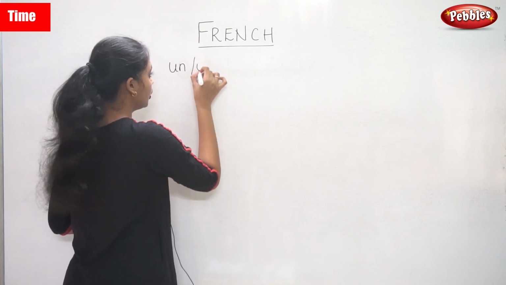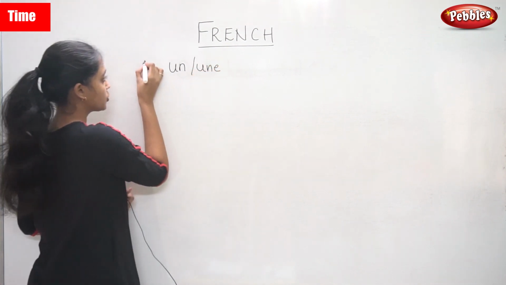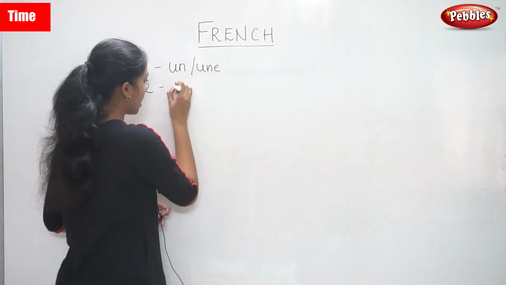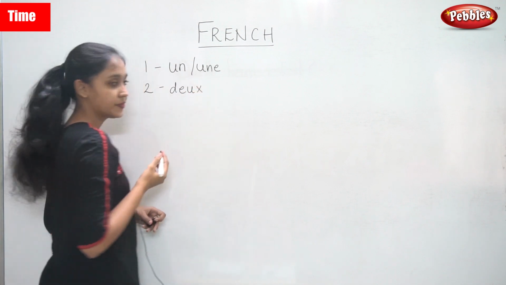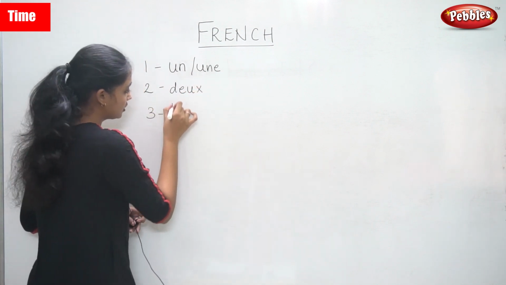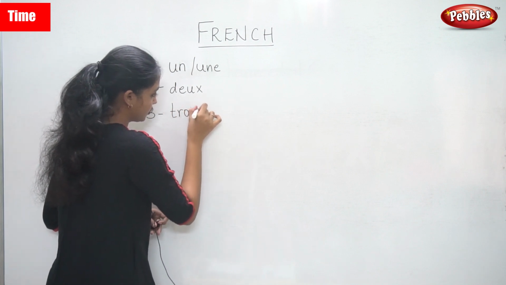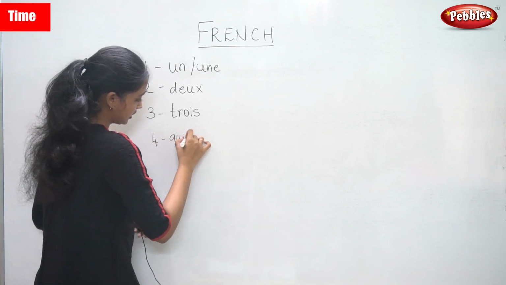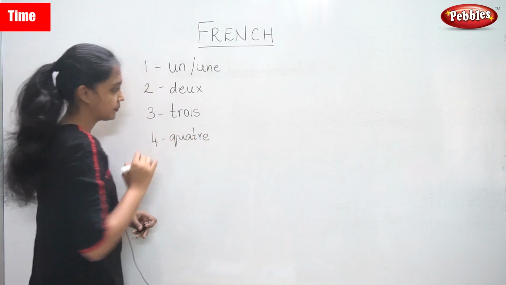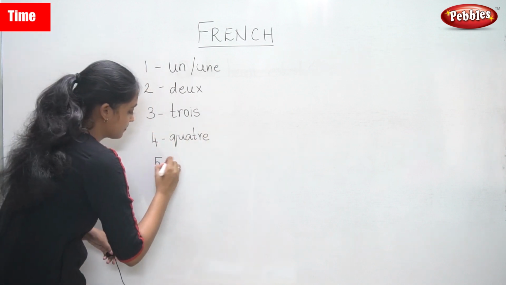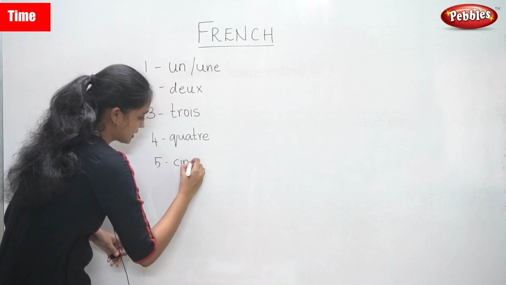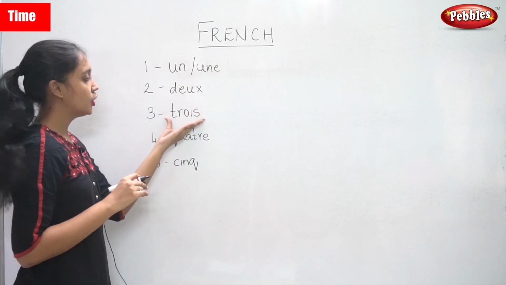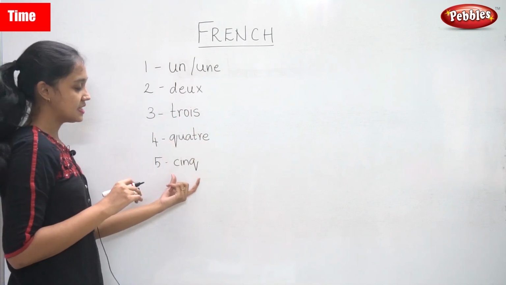1 is un or une. 2 is deux. 3 is trois. 4 is quatre. 5 is cinq. Un or une, deux, trois, quatre, cinq.